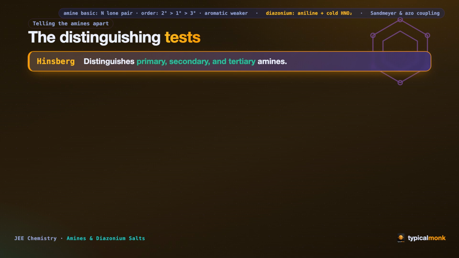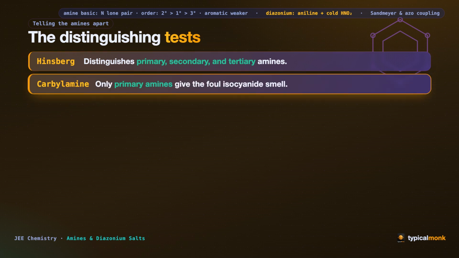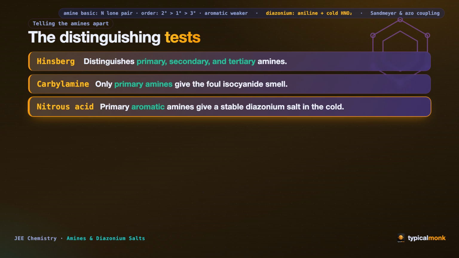Now the tests that tell the amines apart. The Hinsberg test: it distinguishes primary, secondary, and tertiary amines. The carbylamine test: only primary amines give the foul isocyanide smell. Nitrous acid: primary aromatic amines give a stable diazonium salt, but only in the cold.